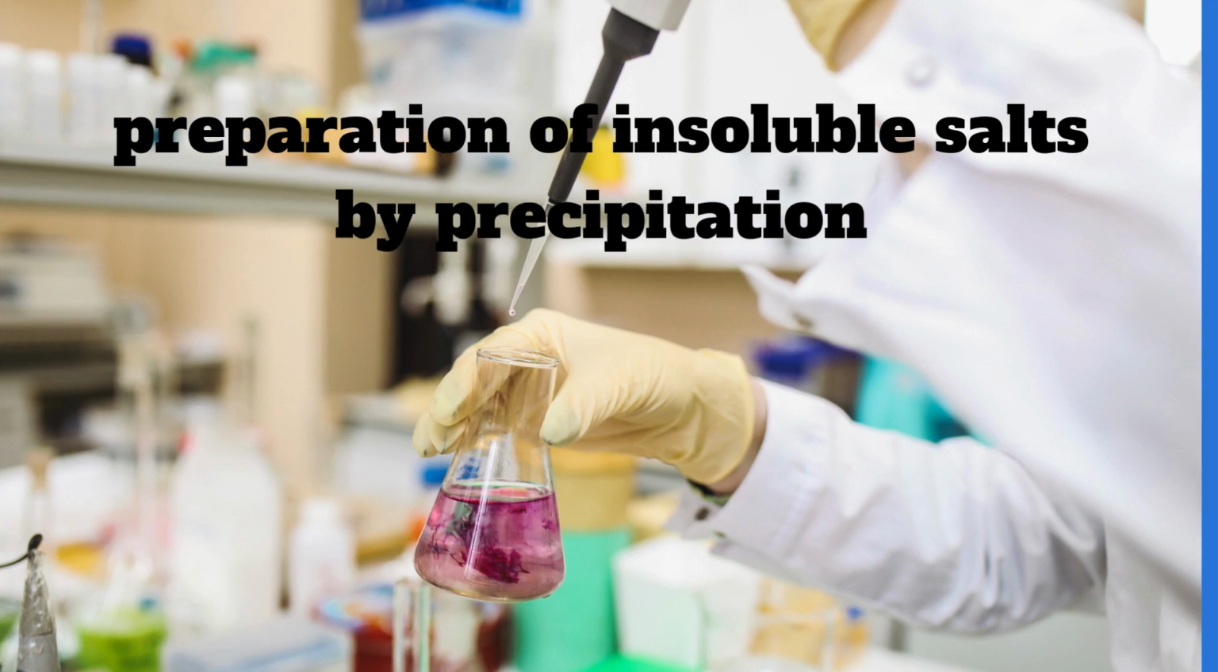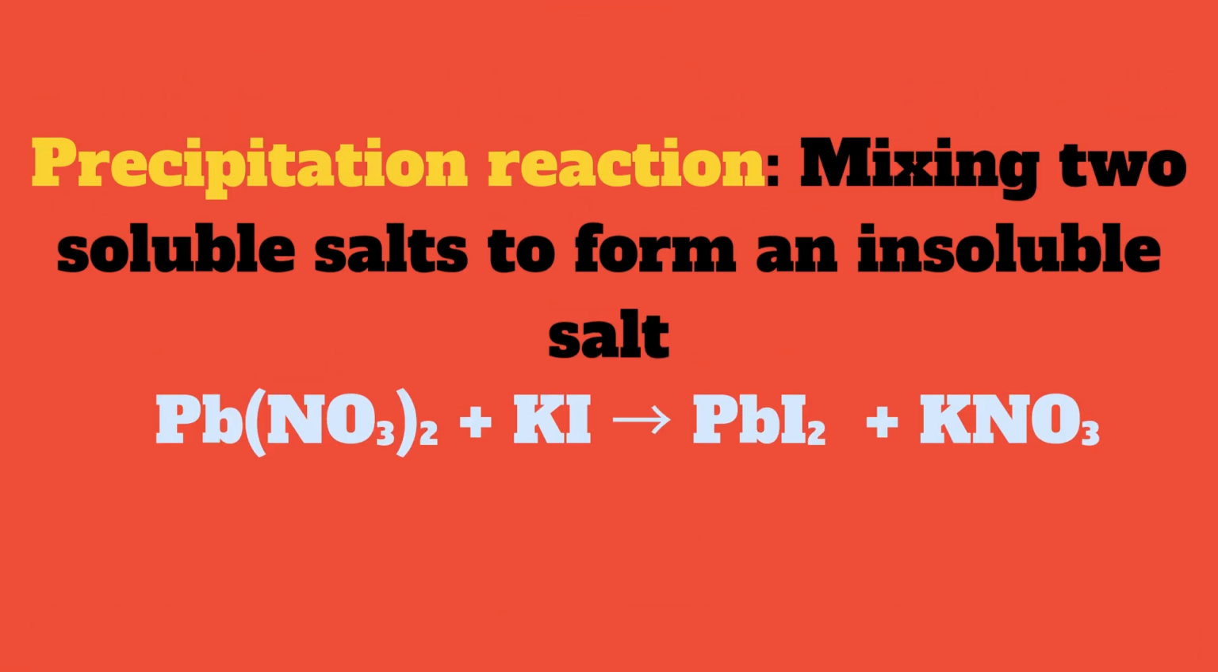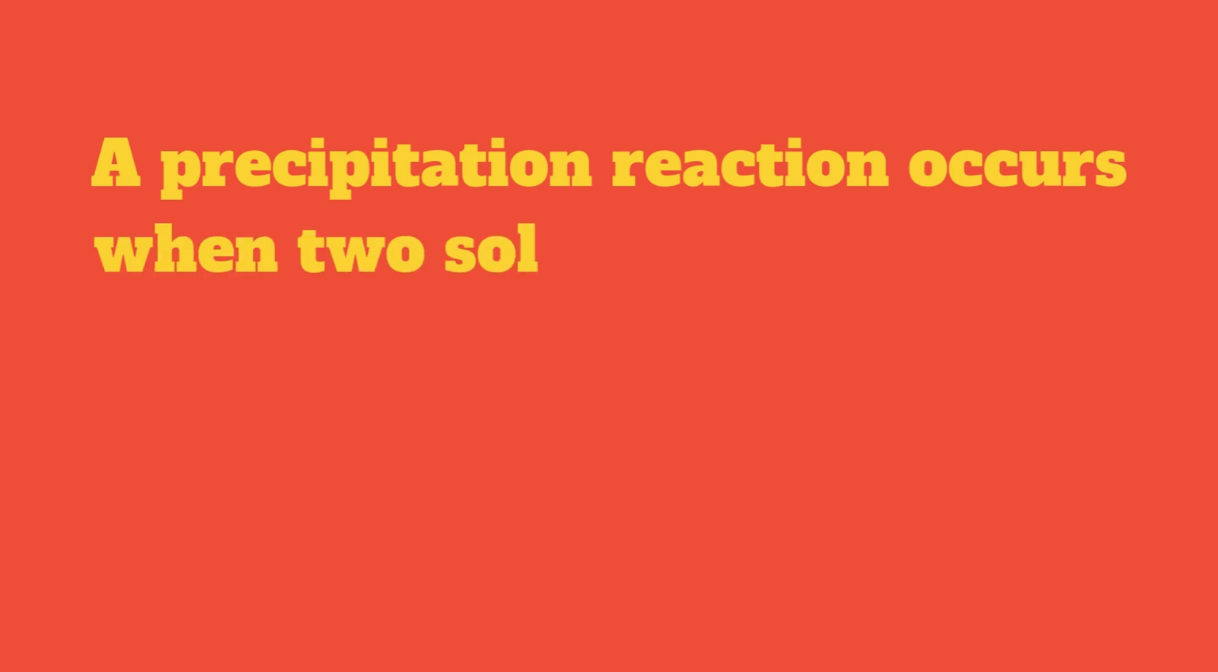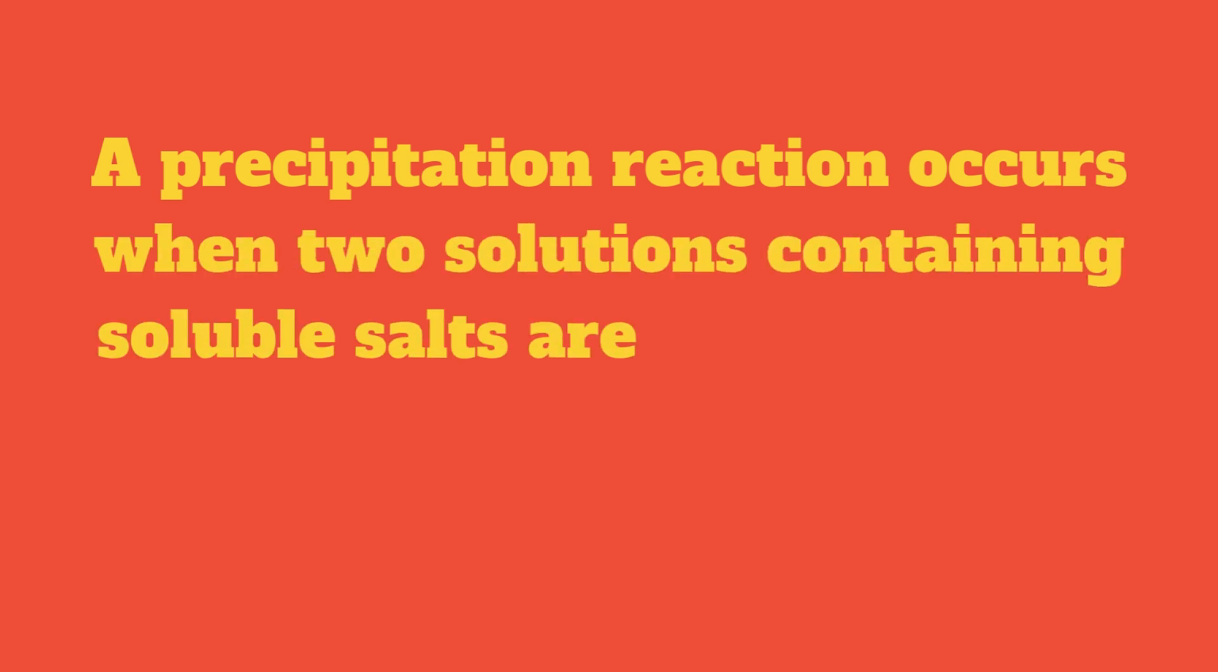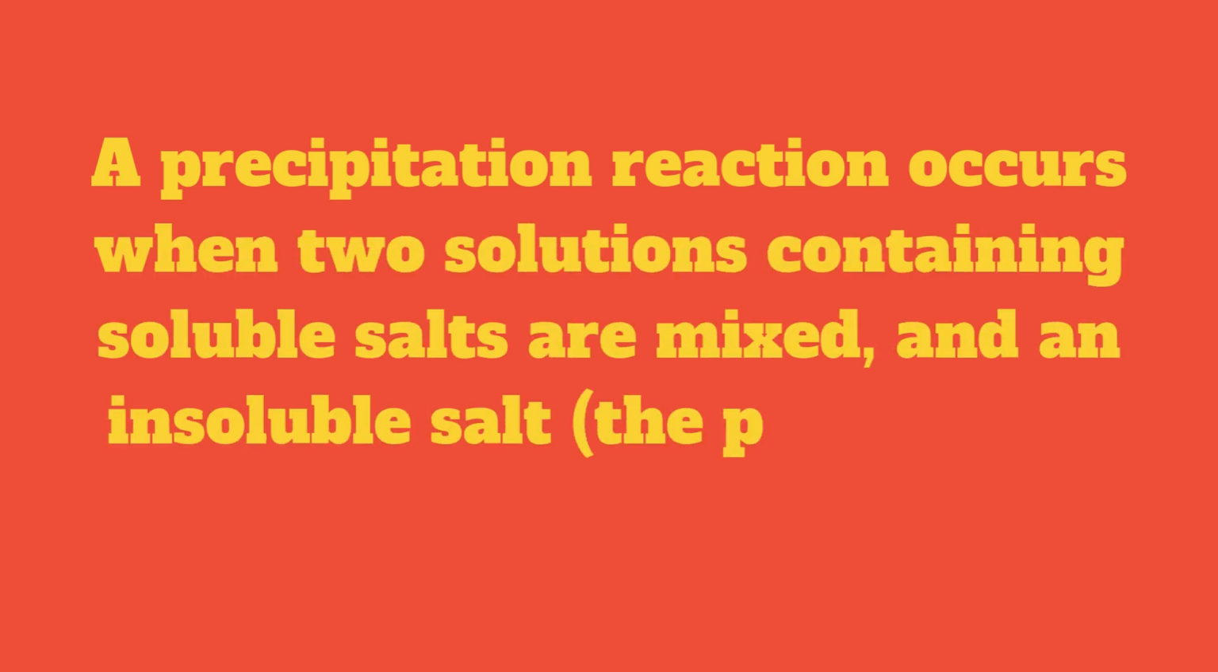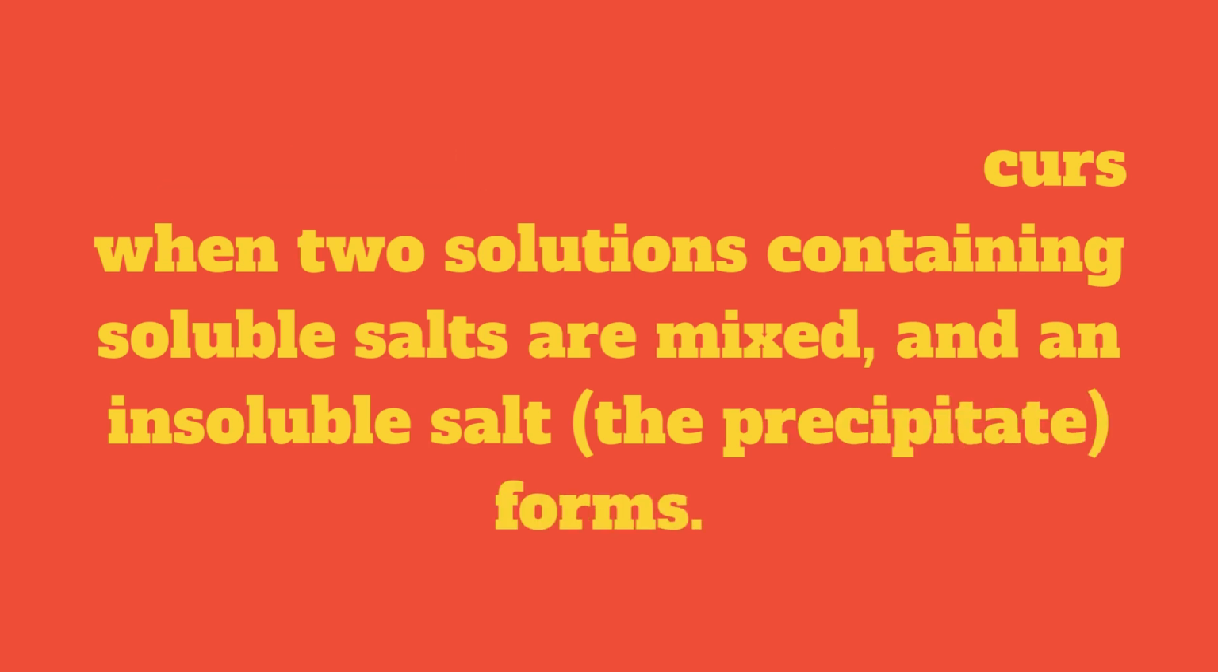Let's now turn to the preparation of insoluble salts by precipitation. Precipitation reactions take place when two soluble salts are mixed to form an insoluble salt. A precipitation reaction occurs when two solutions containing soluble salts are mixed, and an insoluble salt, the precipitate, forms.